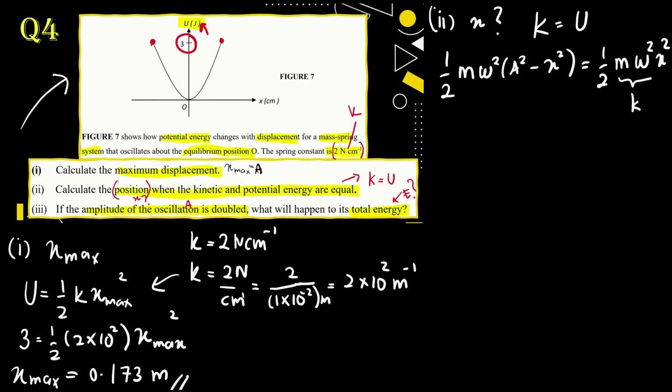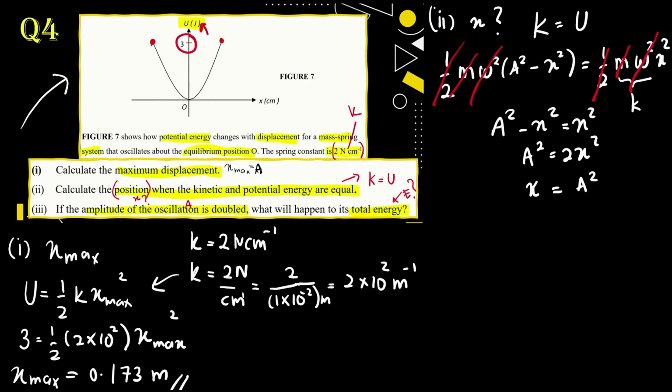So we can compare the left side and the right side of the equation. Half m omega squared is equal on both sides, so we can cancel it out. What is left here is a squared minus x squared equal to x squared. So a squared is equal to 2x squared. To get x, we want to find position x, so x is equal to the square root of a squared over 2, which is equal to a over square root 2.